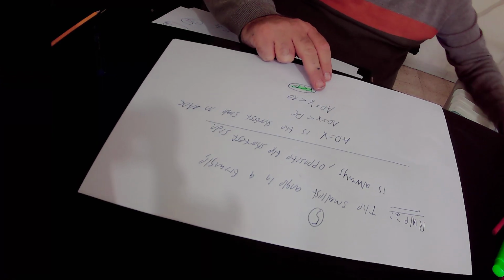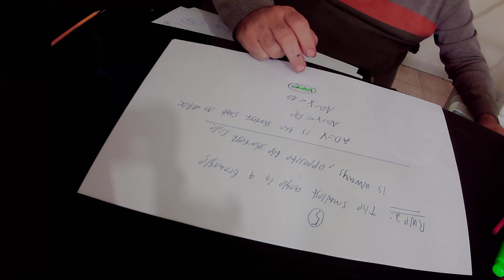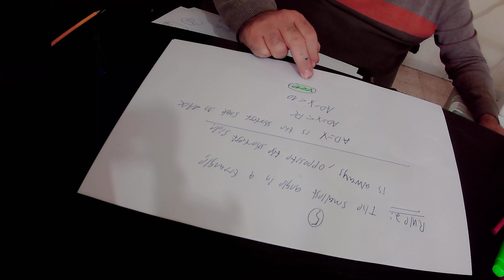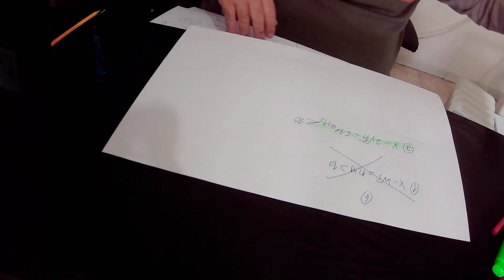So AD, that is equal to X, is less than 10, because DC equals 10. So we found in conclusion that X is less than 10 units. Side AD, that is equal to X, must be less than 10 units. And here we have two possible solutions for X.